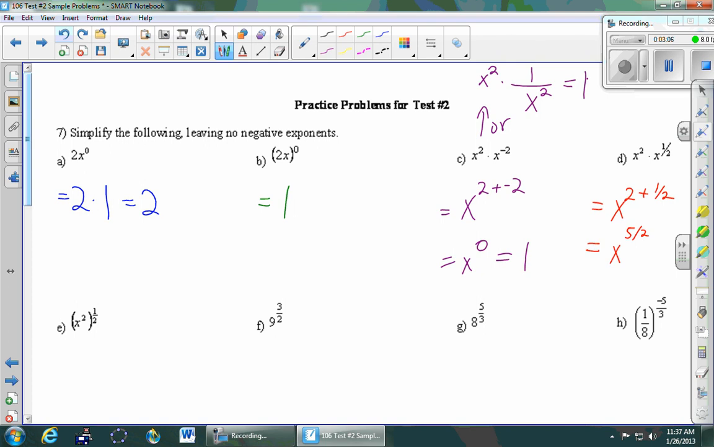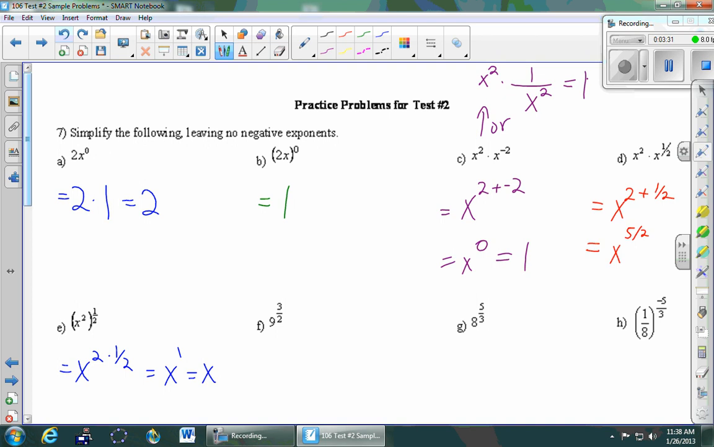Part E, x squared raised to the 1/2. Similar looking to part D, but a completely different property. What do we do with the exponents in this case? We multiply them. So this is really x to the 2 times 1/2. Keep the base and multiply those powers. 2 times 1/2 is 1. x to the 1 is just x.